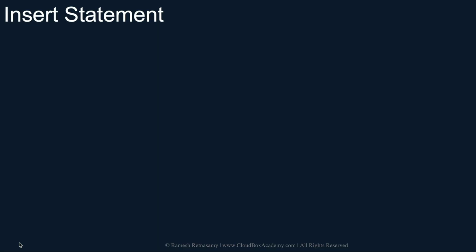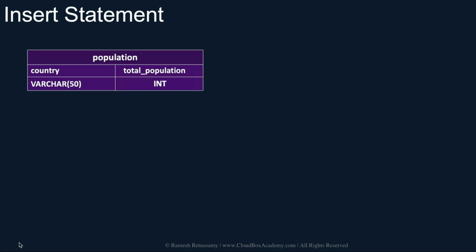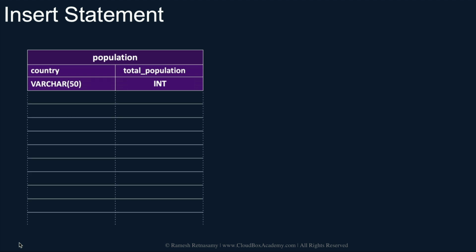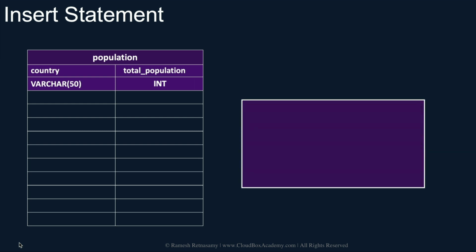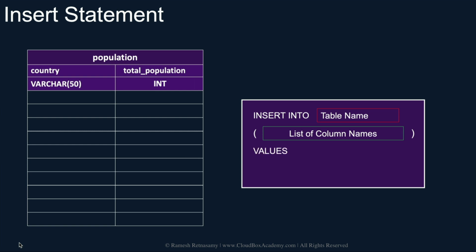Now that we've created the table population with the columns, country, and total population, it's time to think about how to get data into our table. SQL offers the statement called insert to populate the table. The syntax for the insert statement looks like this. It starts with the keywords insert into, followed by the name of the table. It's then followed by the list of column names in the table, then the keyword values, followed by the list of values for the columns. We can then terminate the statement using the character semicolon.